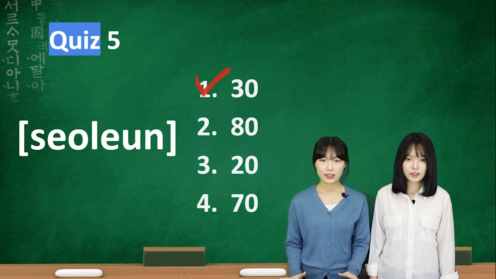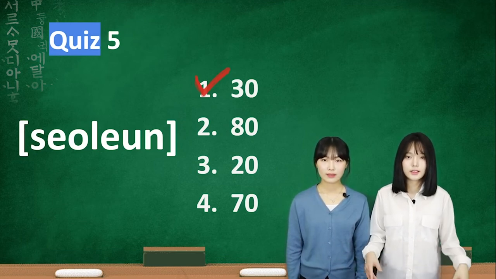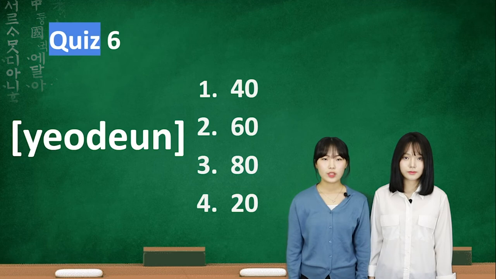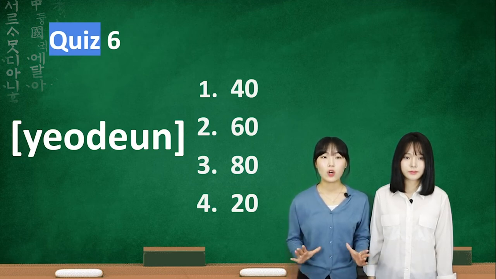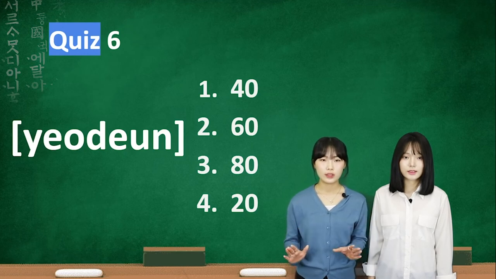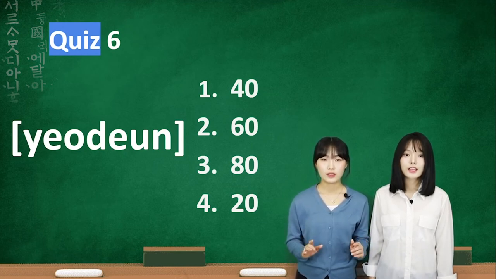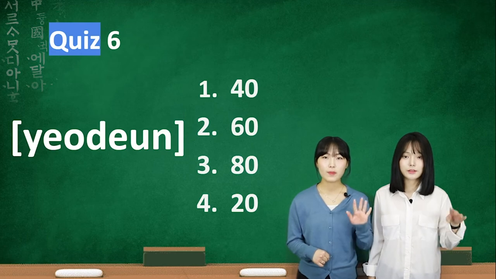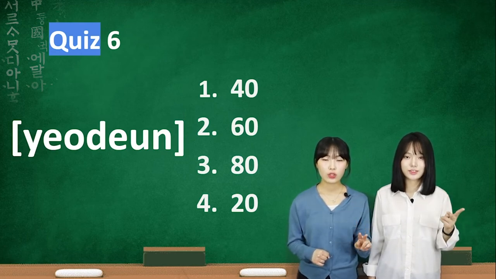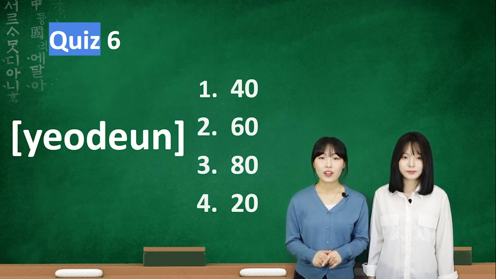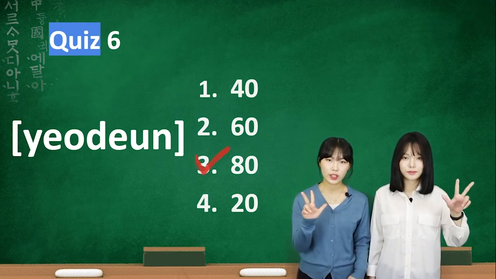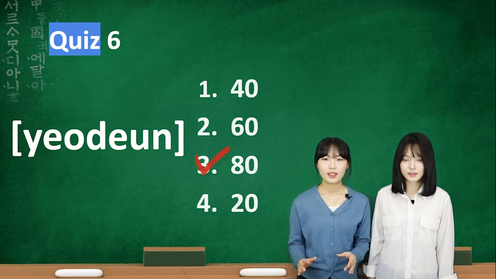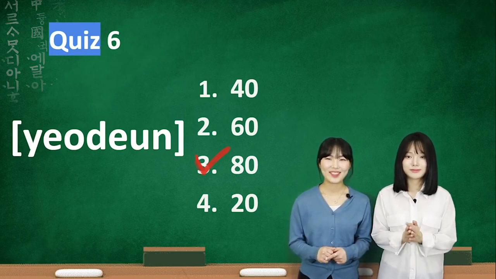서른. Good. Next. Question 6. 여든. Which of the following is correct? 5, 4, 3, 2, 1. Yes, the correct answer is number 3. 여든. Excellent.